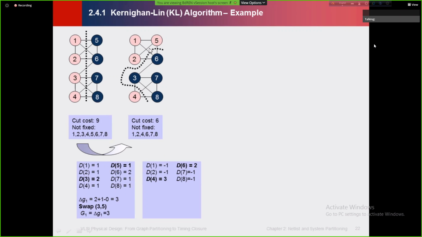You see, the line 1 to 6 is crossing, right? So 1 is cut, and how many uncut? 1 to 5 is uncut, and 1 to 2 is also uncut. So that means 1 is cut and 2 uncut. So 1 minus 2 will be minus 1.